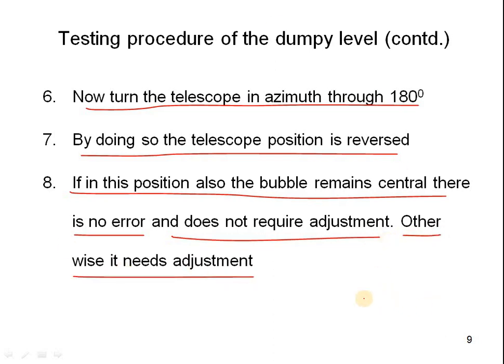When the instrument is in this horizontal position, the telescope is parallel to the bubble tube. When we rotate it through 180 degrees, in the to and fro position, the bubble tube should still be at the center of its run. Only then is the instrument in the correct position. Otherwise, we have to do all the temporary adjustments again.